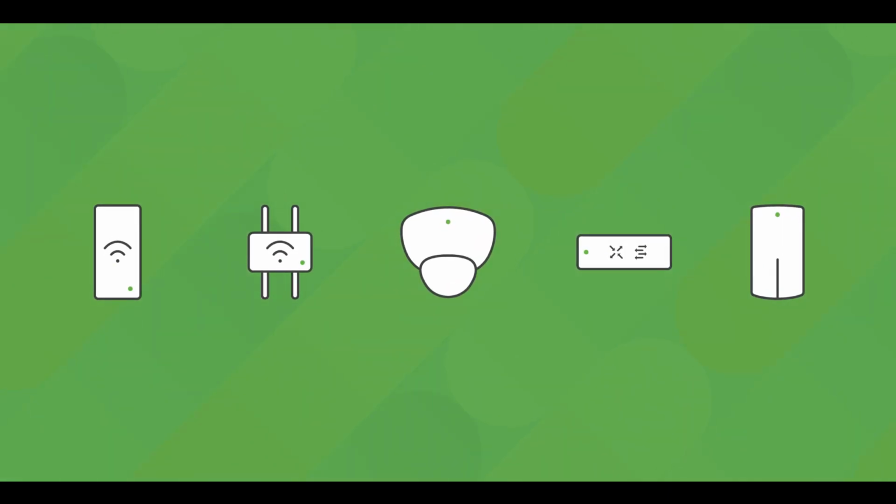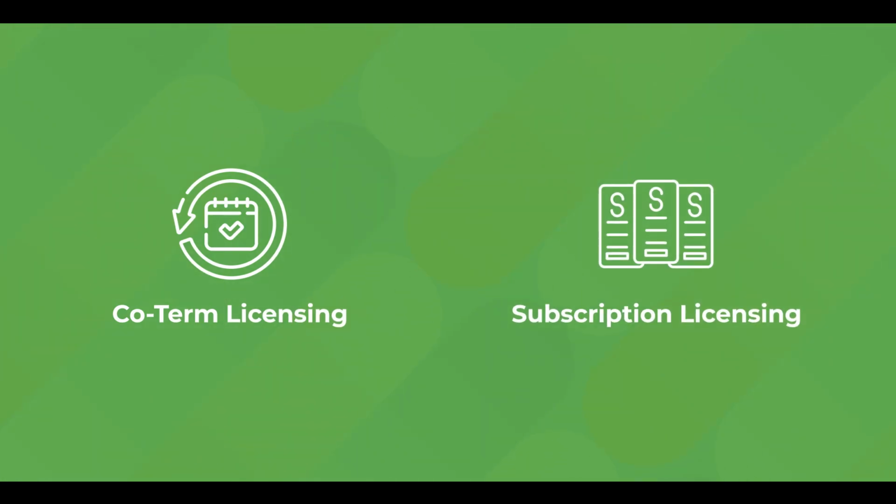When deploying Cisco Meraki networks, there are two main licensing models. These are co-term licensing and subscription licensing. Understanding the difference between these models helps organizations choose the approach that best fits how their network grows over time. In this video, we're going to take a look at both of these licensing models and give you the pros and cons of using each one.